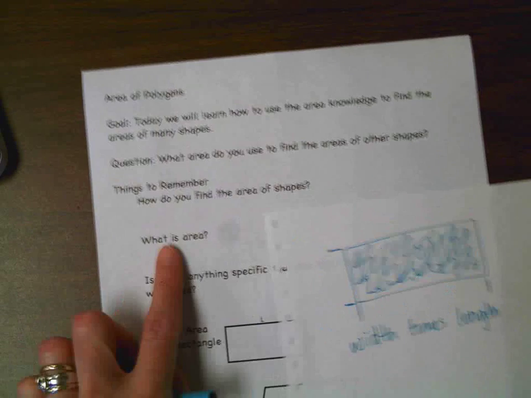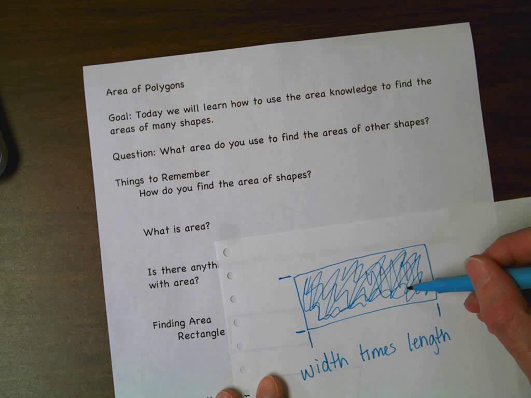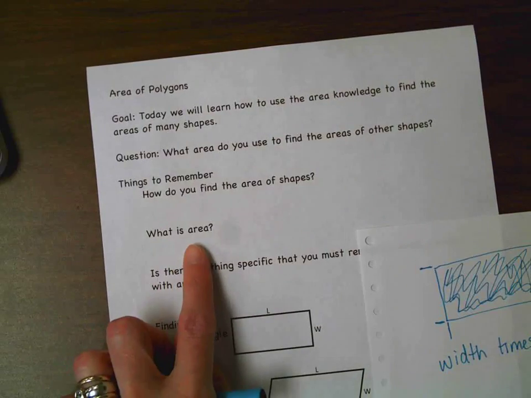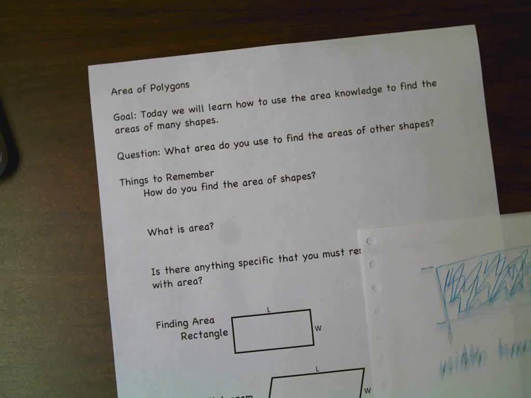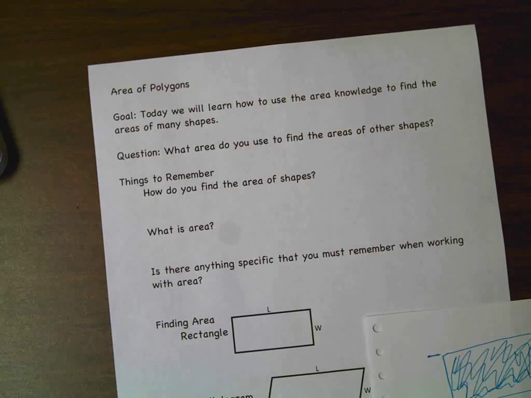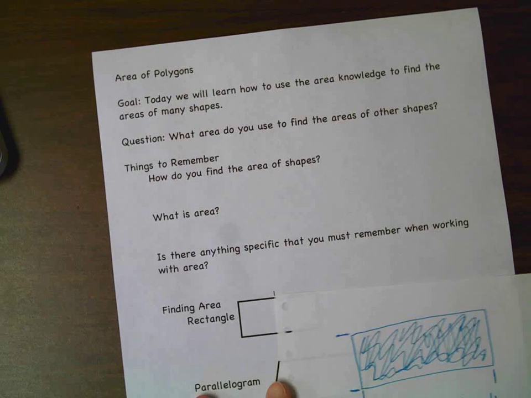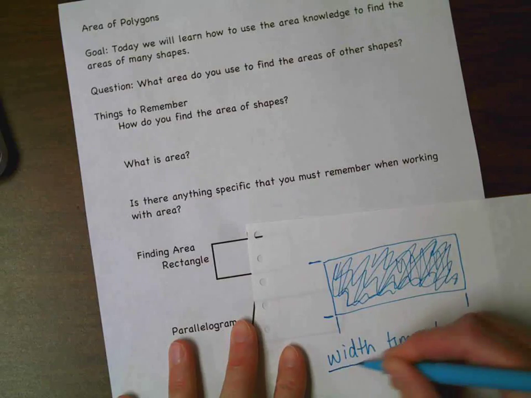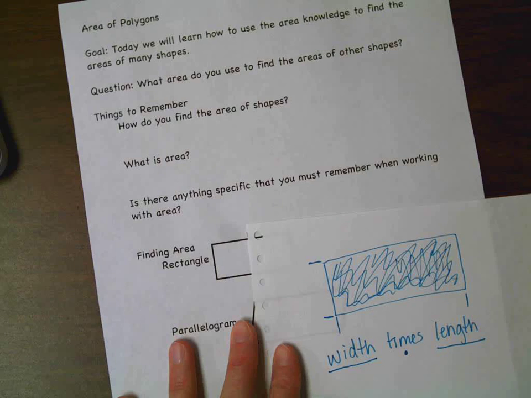Okay, so area, going back to this question, area is the amount of space available in a given shape. So you're going to write that right there. The amount of space available in the given shape. Okay. Is there anything specific that you must remember when working with area? I would say the most specific thing that you have to remember is that area means that we're taking one dimension and we're multiplying it by another dimension.